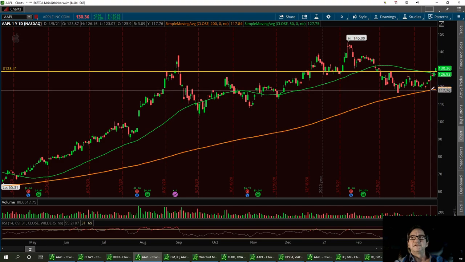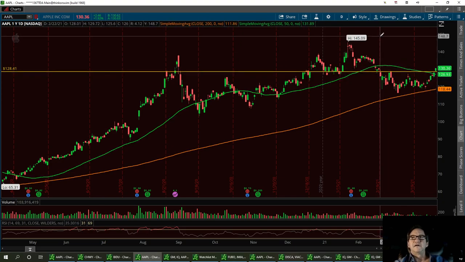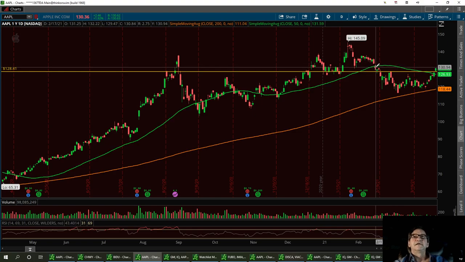We came close to hitting this 200 a few times, but we did break the 50 here yesterday, and then we had another breakout today. So can this thing go higher? Heck yeah, it can. I think we need to break a resistance level of right around 131.21 tomorrow.